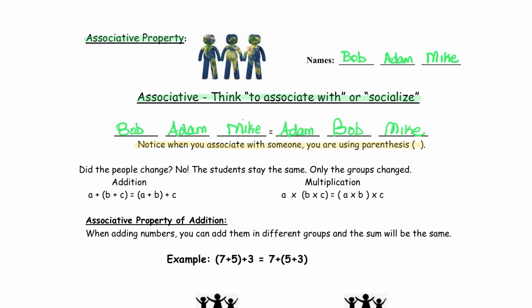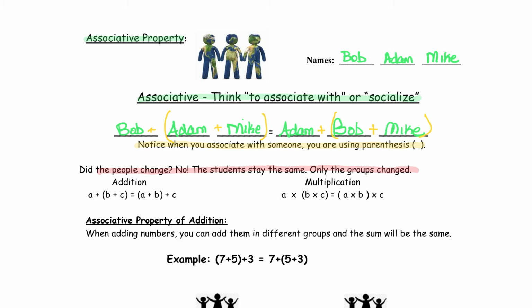All right, so the first situation here, we have Bob, and then what happened here? He wound up texting Adam and Mike, and they all hung out. In this case here, Adam texted Bob and Mike, and they all hung out together. Did the people change? No, the students stayed the same, only the groups changed.